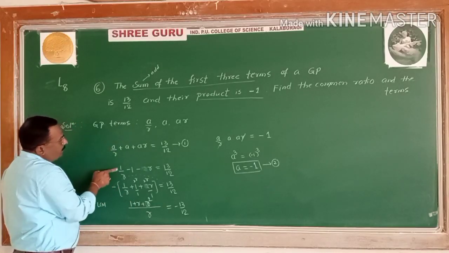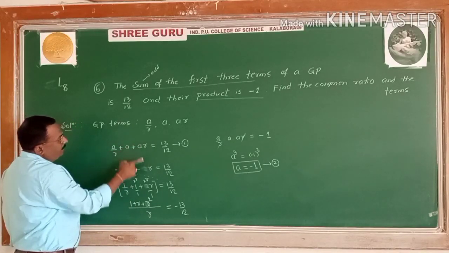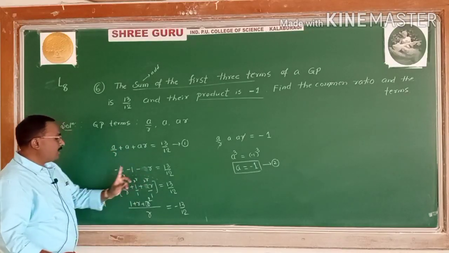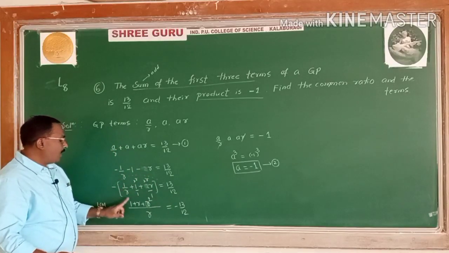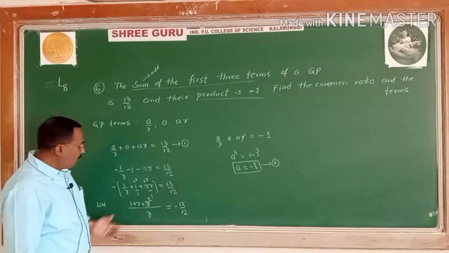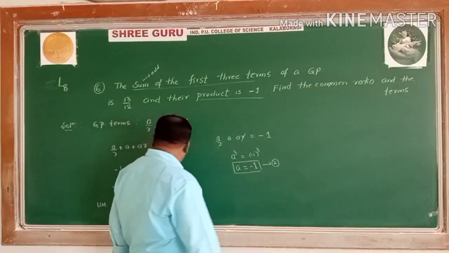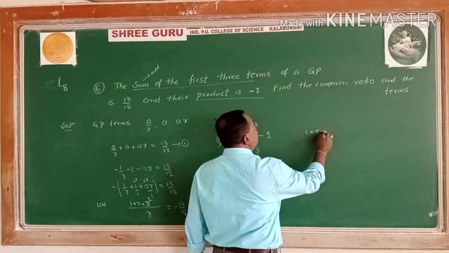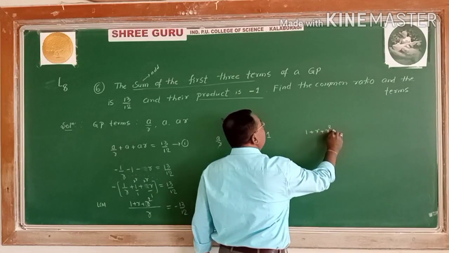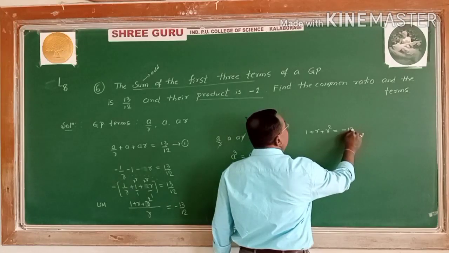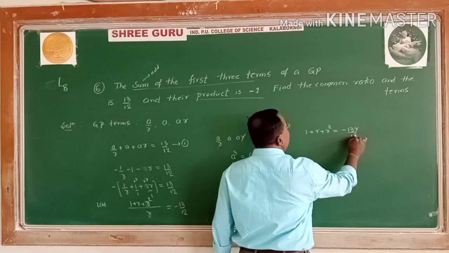A value is what? Minus 1. That is by apply LCM, minus taking common, take at right side. R is the LCM, 1 plus R square. Simplify this one. Here 1 plus R square is equal to minus 13 R divided by 12.